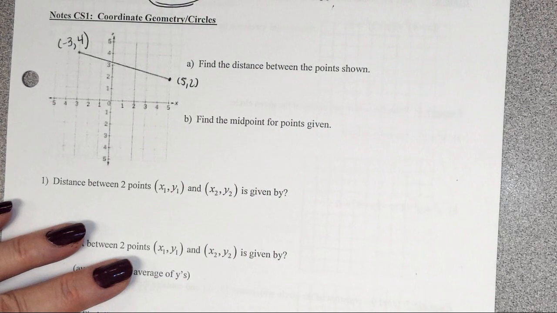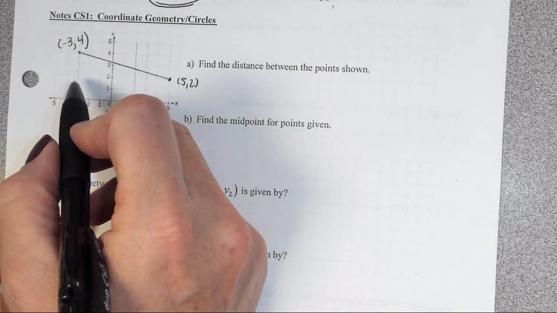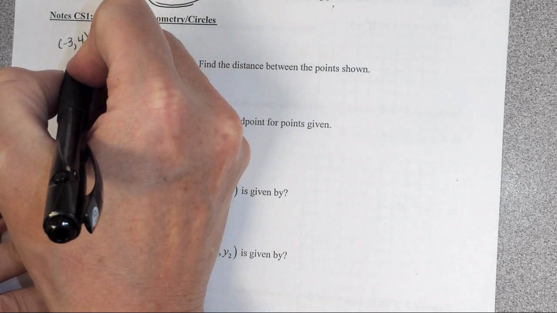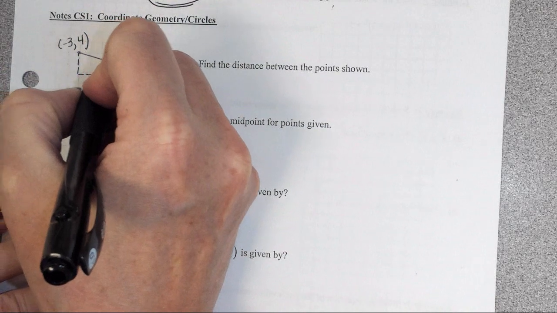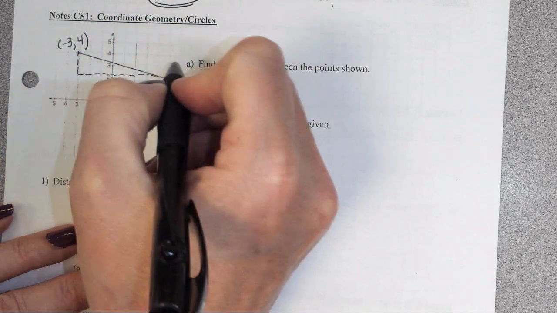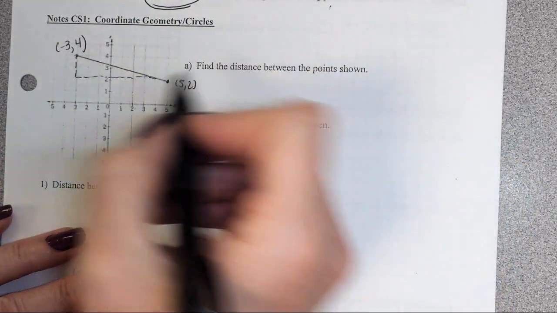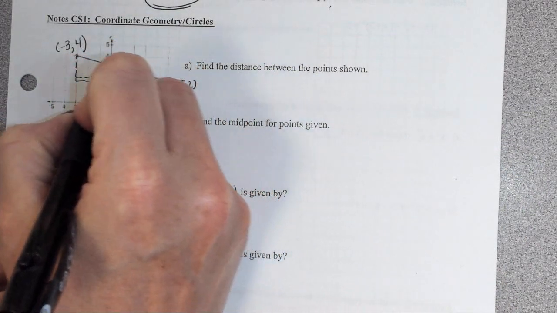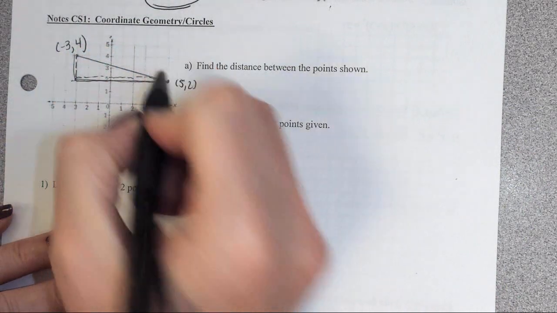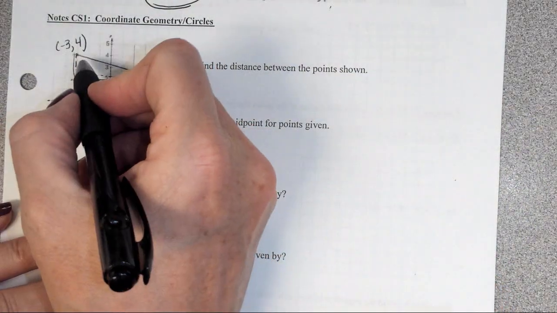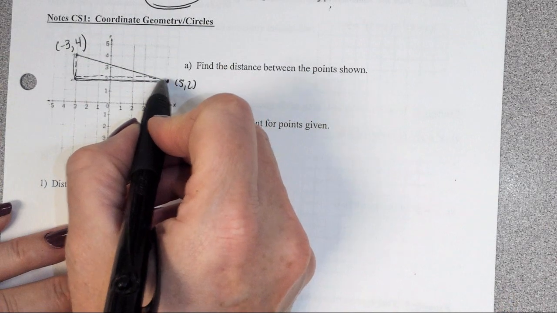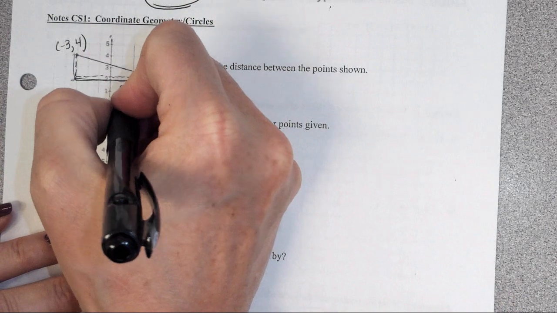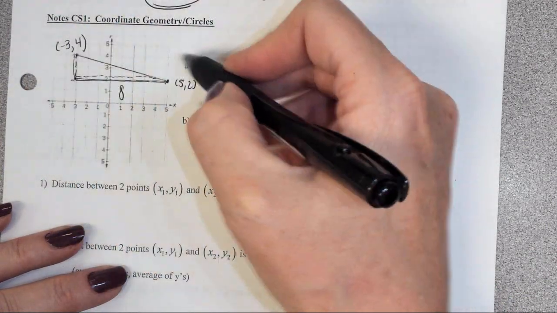To find the distance between the points, what we'd like to do is form a right triangle. So look what I'm going to do here. I'm going to drop this down, and I'm going to have this go across, like so, to create that right triangle there. So how far is it from here to here? What's that distance? 8.